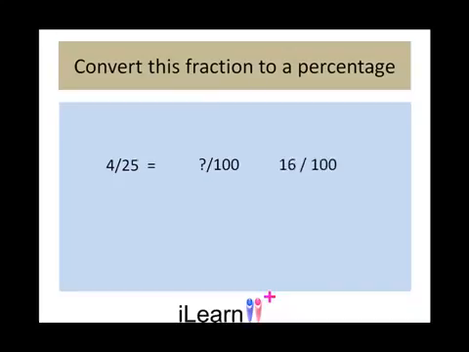Four times 4 equals 16. 16 over 100. So 4/25 equals 16%.